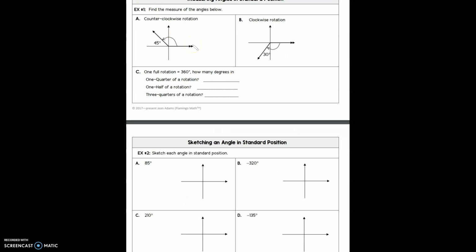Okay, so in example 1 here, we want to talk about the way our angles are rotating. So when we have a counterclockwise rotation, that means you're starting here at your initial side. Okay, this is always the start. If you go up, it's positive. If you go down, it's negative. So think of a clock. If you go up, you're going counterclockwise. So you're going reverse. So this is the positive. And then if you go down, so clockwise, it's negative.